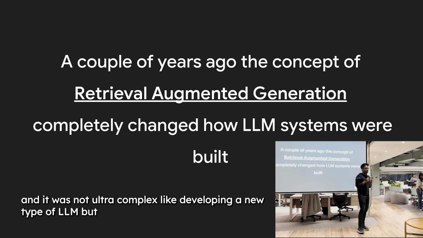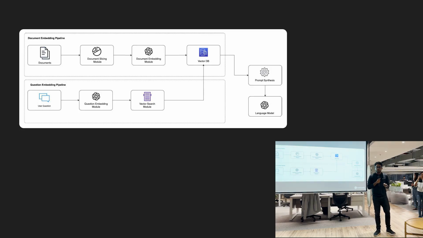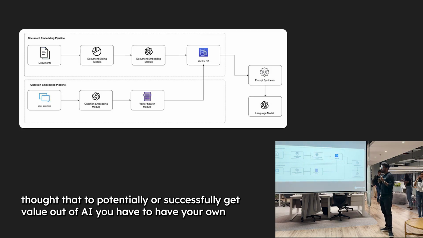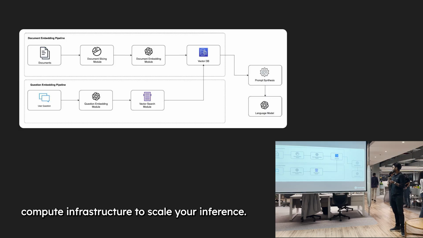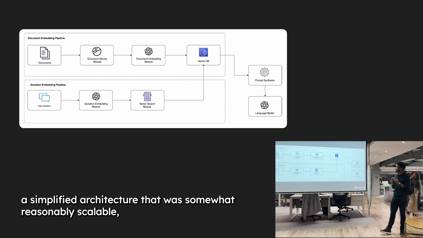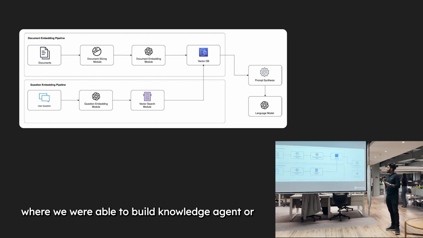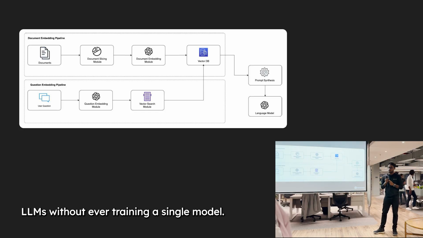And it was not ultra complex like developing a new type of LLM, but it completely changed how LLM systems were perceived and built. At a time where it was thought that to successfully get value out of AI, you have to have your own training, your own compute, or at least large models on a large compute infrastructure to scale your inference, retrieval augmented generation gave us a simplified architecture that was reasonably scalable, where we were able to build a knowledge agent or knowledge conversational assistant using LLMs without ever training a single model.